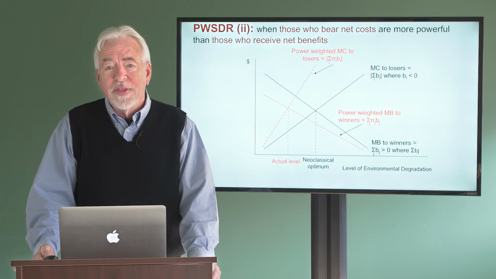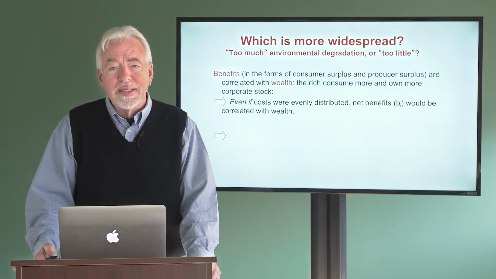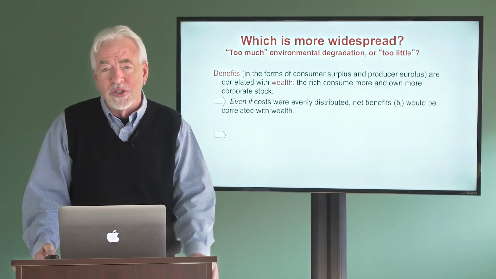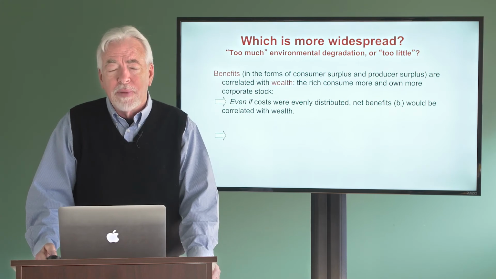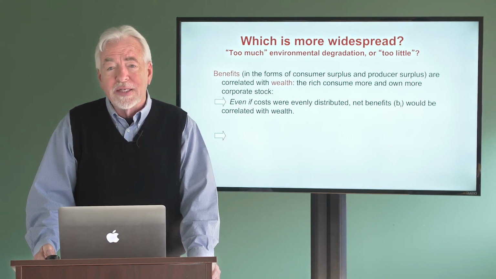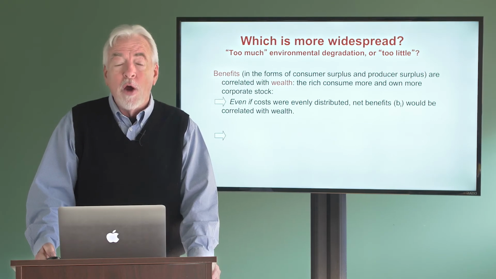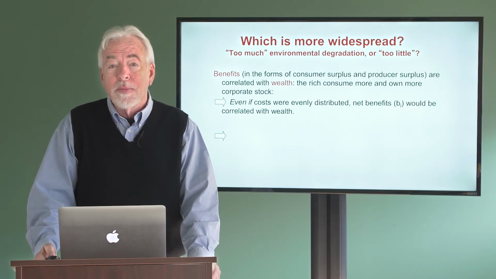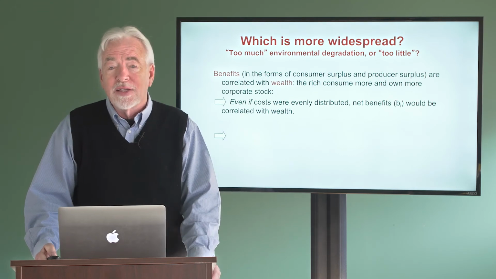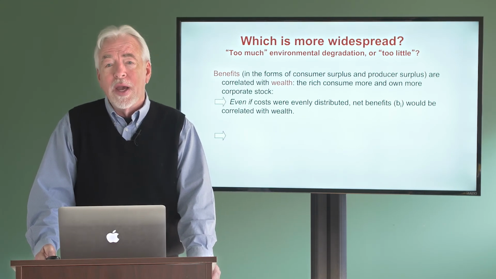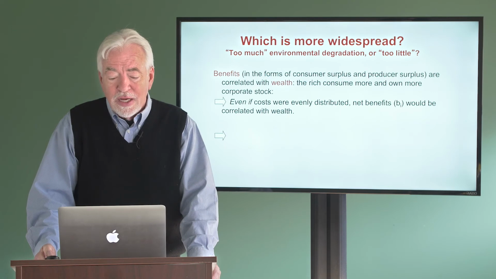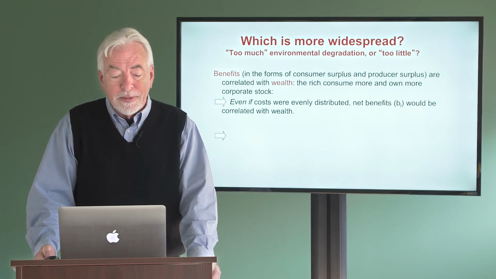And the question we want to think about is which is more widespread? Which kind of distortions from the exercise of political power are more likely to affect what kinds of environmental policies we actually get? Are we likely to get too much environmental degradation as a result of the exercise of political power and the way it affects environmental policy? Or are we likely to get too little?